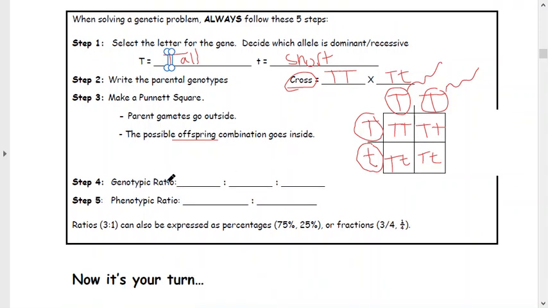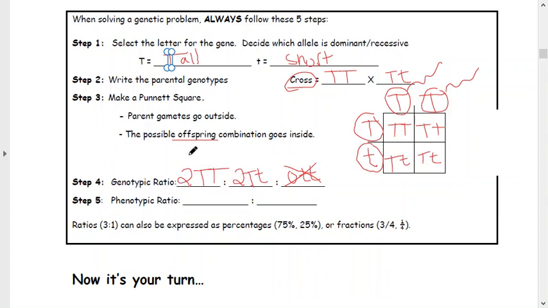So let's do a genotypic ratio. We have 2 capital T. We have 2 capital T lowercase t. So 2 homozygous dominant, 2 heterozygous, and 0 homozygous recessive. And you can simplify this. Anytime you have 0 of something, you can actually just ignore it. And you can also just simplify the ratio here.